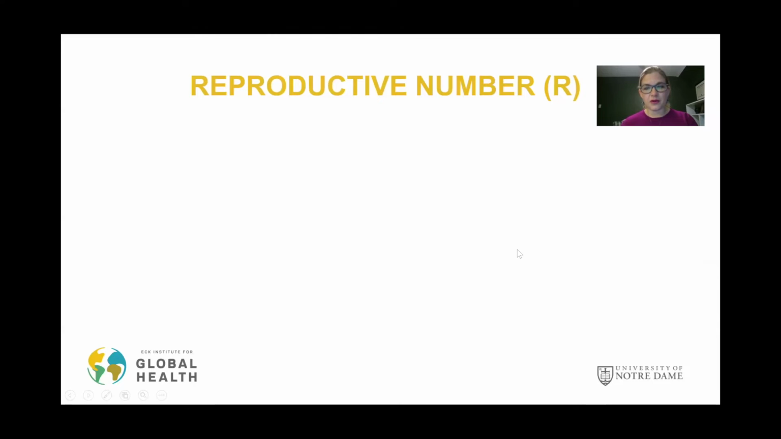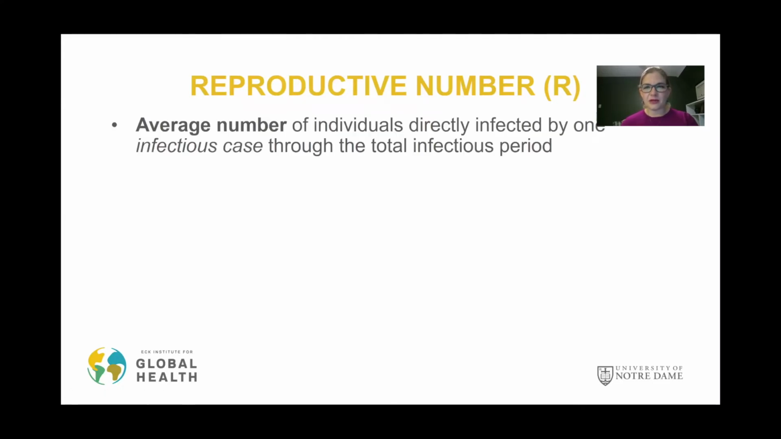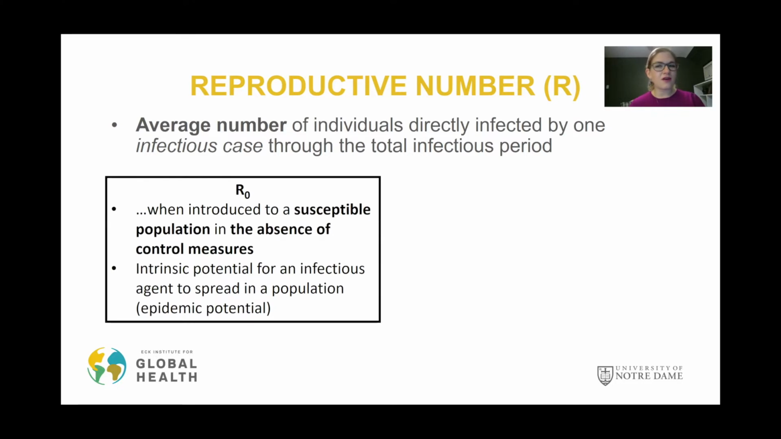So the reproductive number, or R, is the average number of individuals that get directly infected by one infectious case throughout the total infectious period for that person. R naught, you may have heard of, refers to the reproductive number when we're talking about a population where everyone is susceptible, so no one has any immunity to protect them from the virus, in the absence of any control activities. So this is the original intrinsic potential of a virus or a disease to cause a spread or an epidemic in a population. So it's the epidemic potential for a specific population for a specific disease.